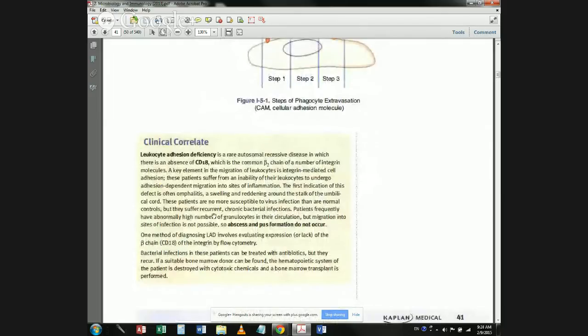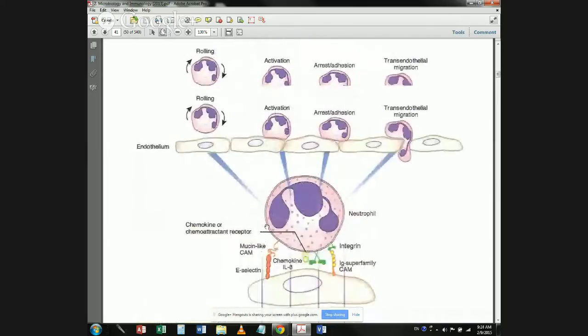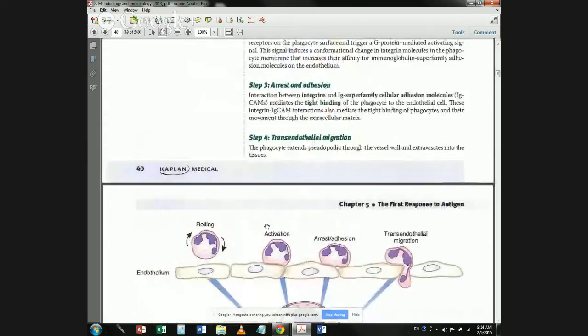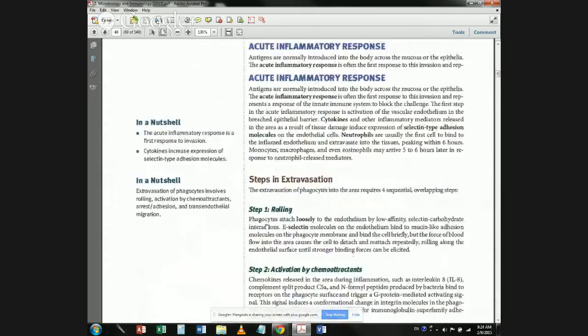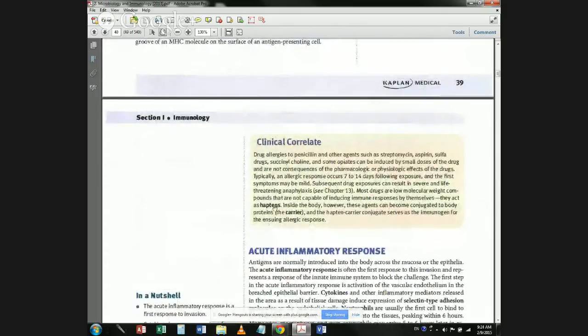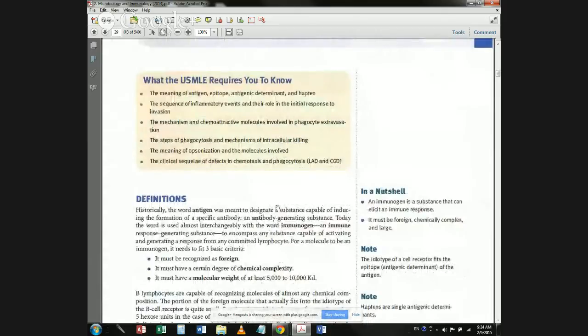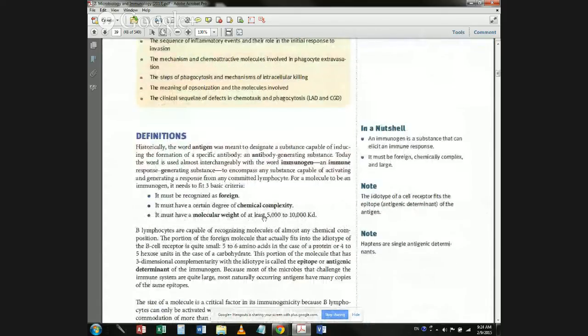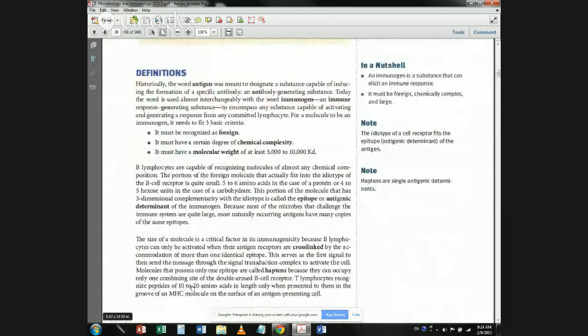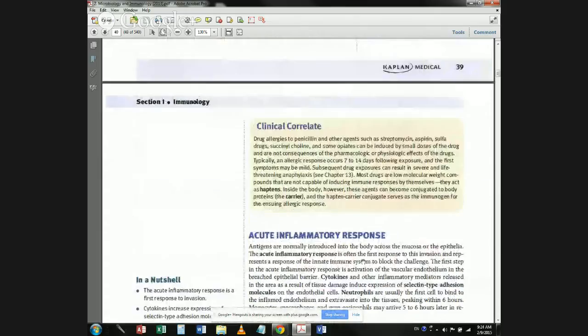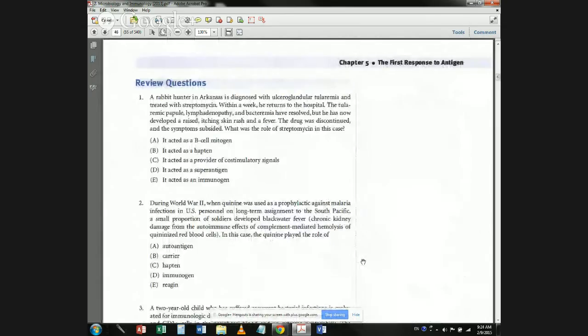All right. And we totally understand this inflammatory response. Okay. That was the only few things I would add to it. Now let's go to the questions.